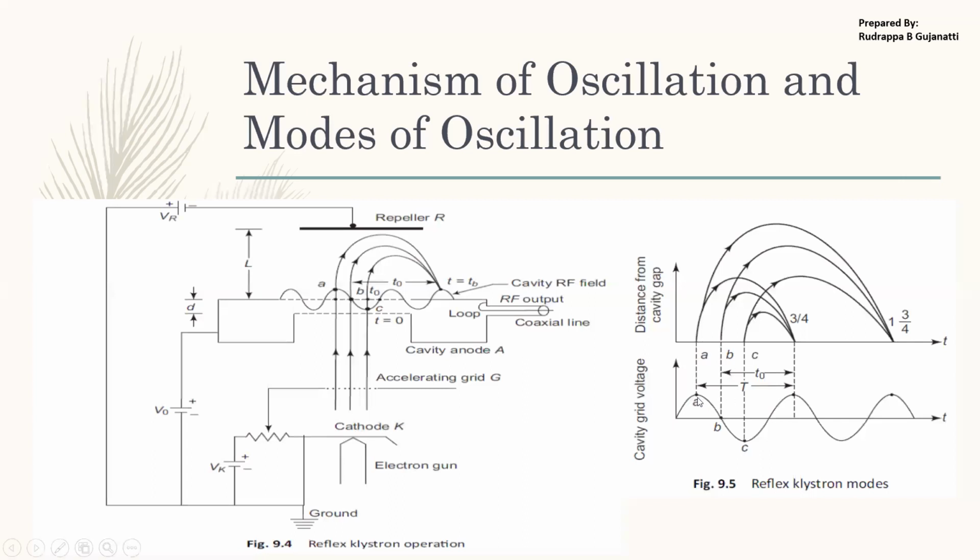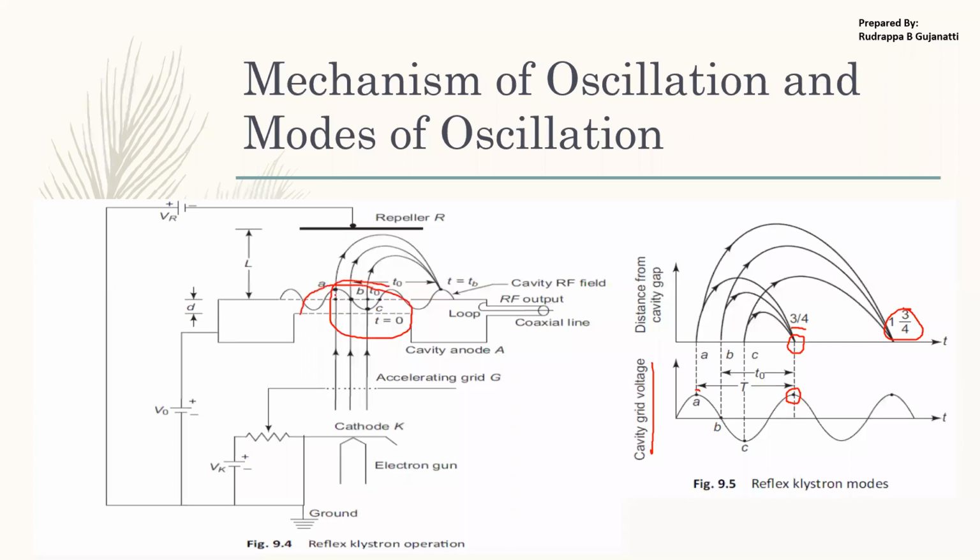We also observed another important parameter, that there are different modes of oscillation available. So what do these modes of operation indicate? The modes are decided by the maximum output made available by the bunching of the electrons. It depends on the cavity grid voltage, which is the RF field, that is, the interaction of the electrons which are passing through this cavity.